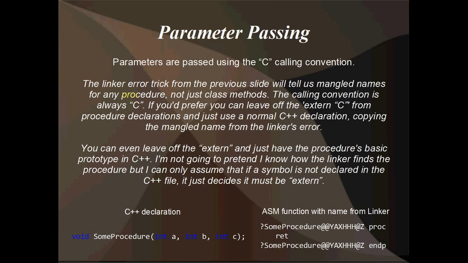The slide will tell us mangled names for any procedures, not just class methods. Oh yeah, so just incidentally, this has got nothing to do with classes or object-oriented programming, but if you'd prefer, instead of using extern C all the time, you can just say something like void some procedure and then int ABC, and then copy the mangled name from the linker.